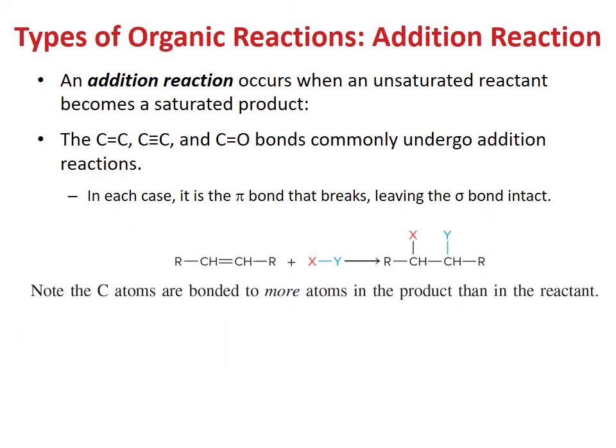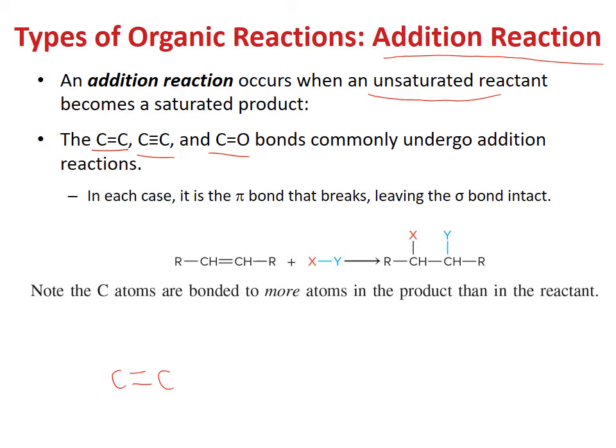Let's talk about types of organic reactions. The first one is the addition reaction. An addition reaction occurs when an unsaturated reactant becomes a saturated product. As you already know, a carbon-carbon double bond is unsaturated, and so is a carbon-oxygen double bond and a carbon-carbon triple bond. Now let's look closer at a carbon-carbon double bond.